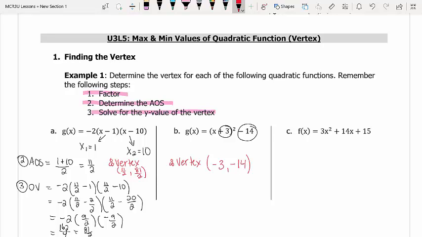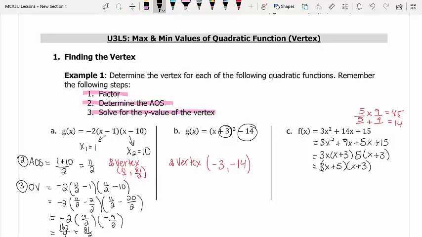Okay, this last one is in standard form, so this is going to take the most work. We actually have to go ahead and factor this first. So we need 2 numbers whose product is 45, and the sum of those 2 numbers is 14. So your answer is going to be 5 and 9. So let's go ahead and plug those in. And then let's factor by grouping.